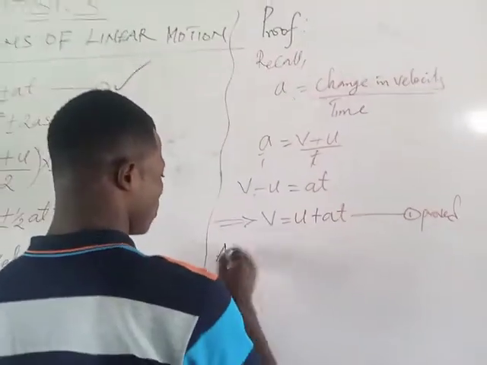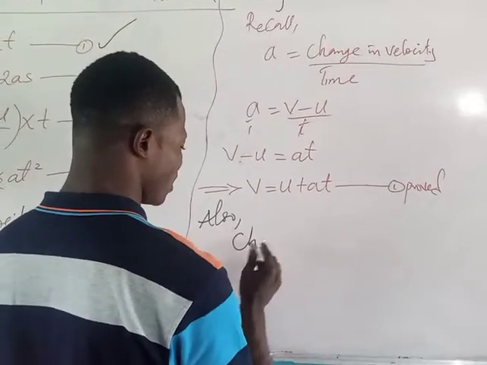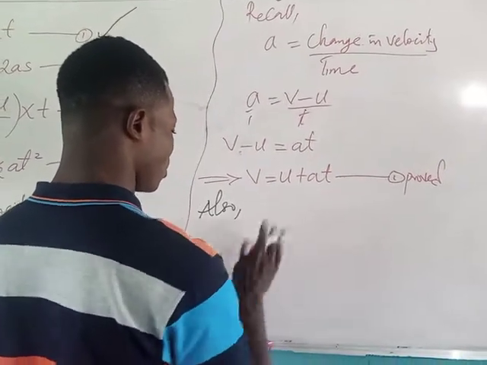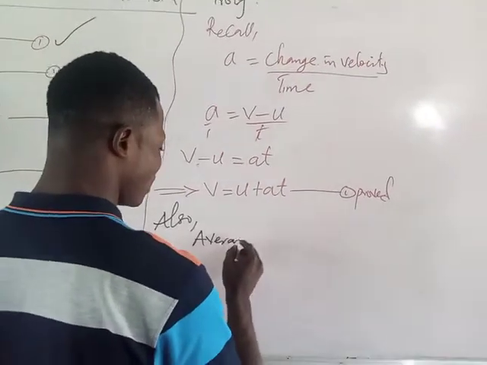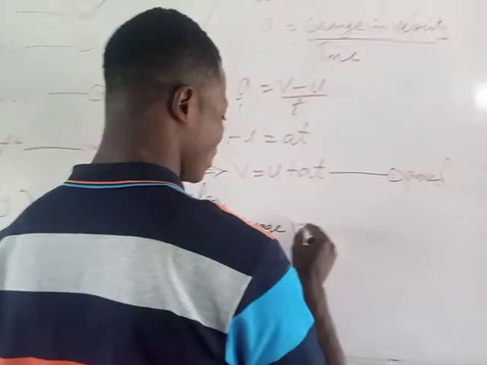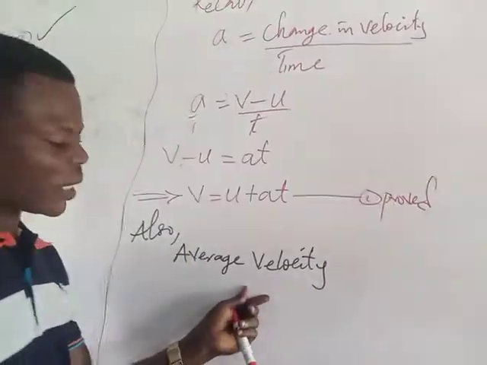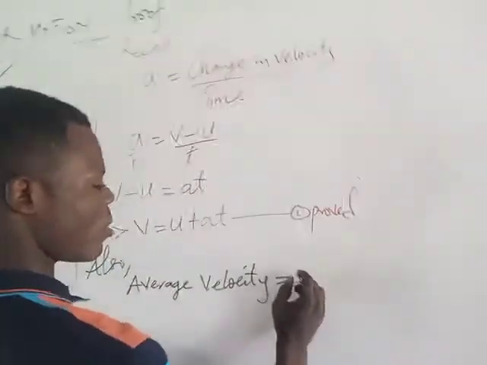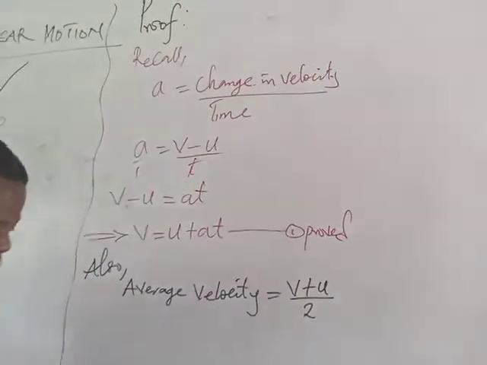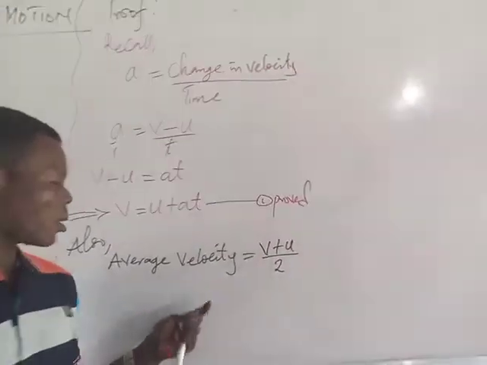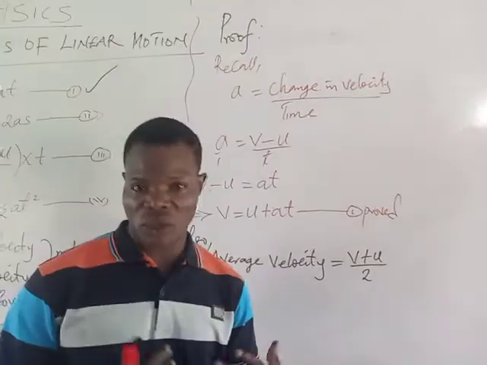Also, we notice that change in velocity, or we can say average velocity, is known as v plus u all over 2. When we say average, we all understood in mathematics that average has to do with mean.